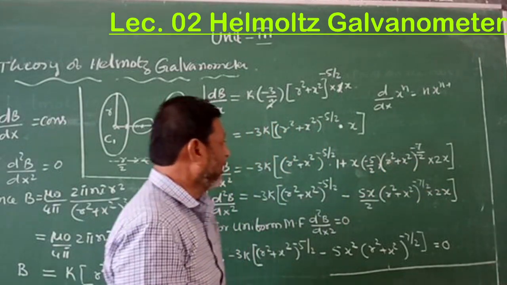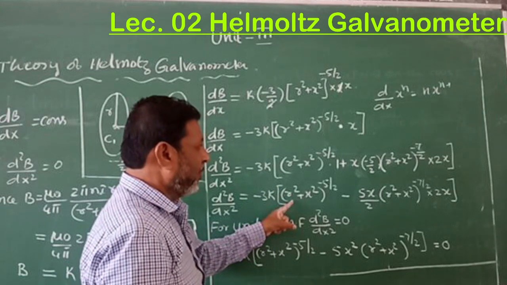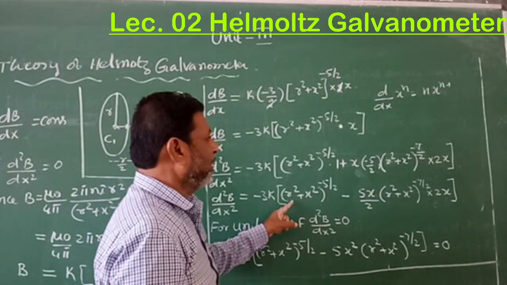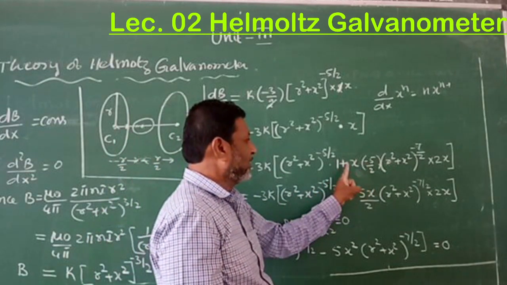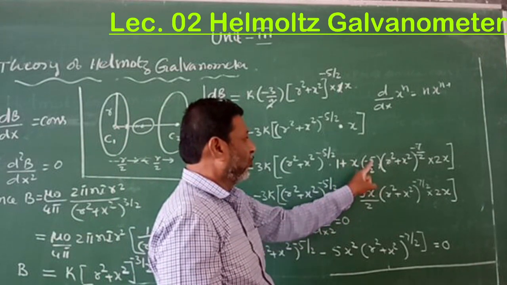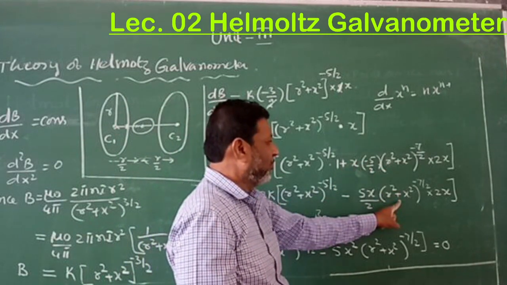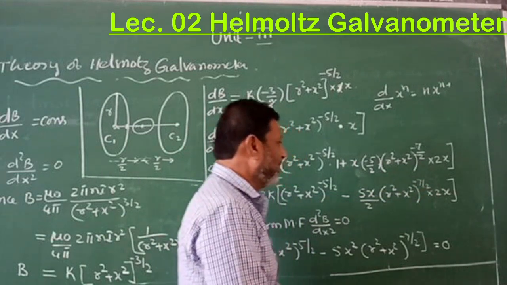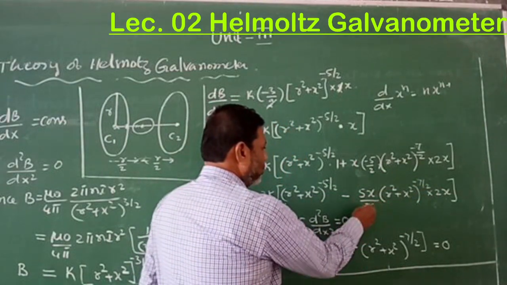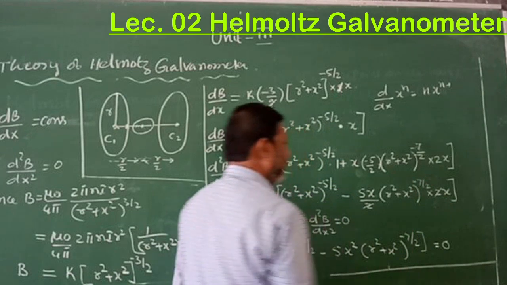This is what you get here. Next, this remains the same. Next, since it is minus here, we get x by 2, and this is the same. And 2x. And here, this 2 and this 2 will get cancelled.